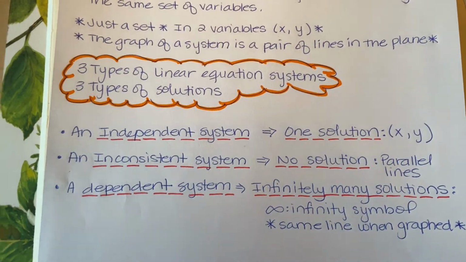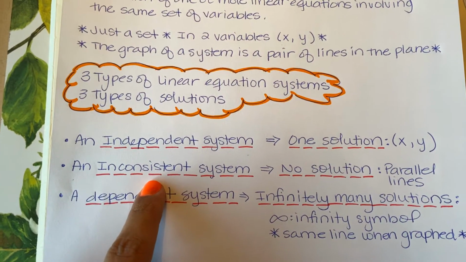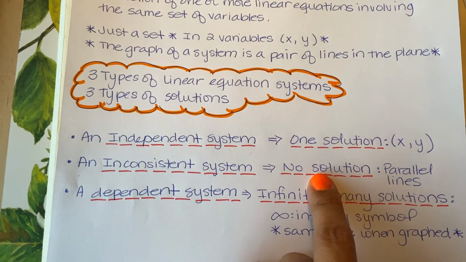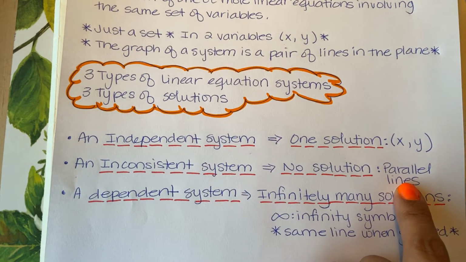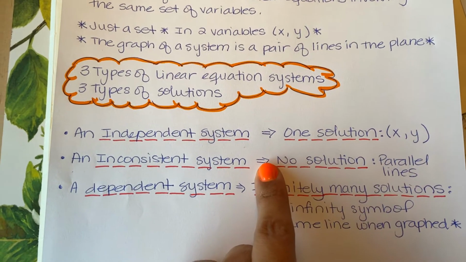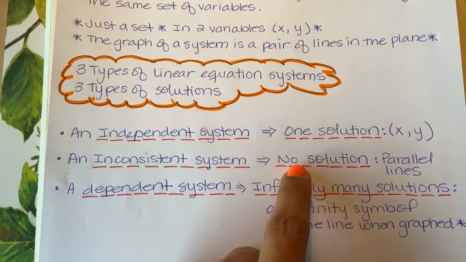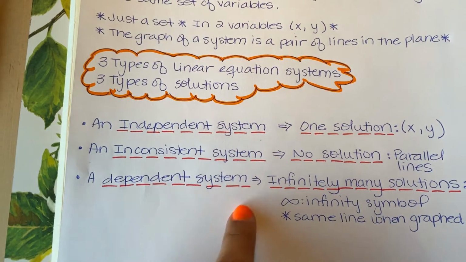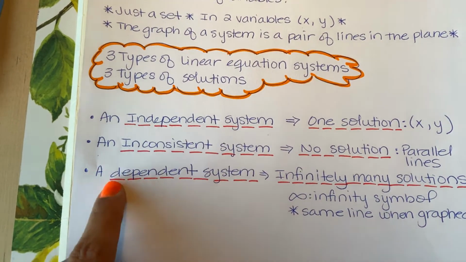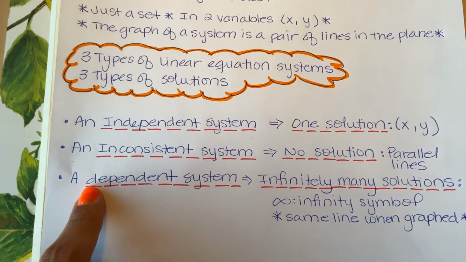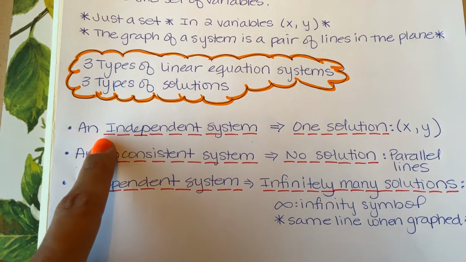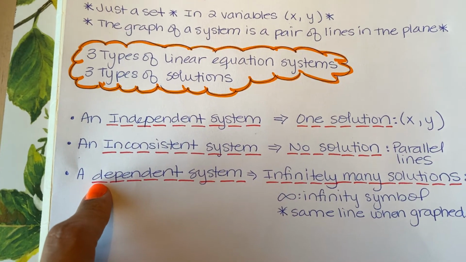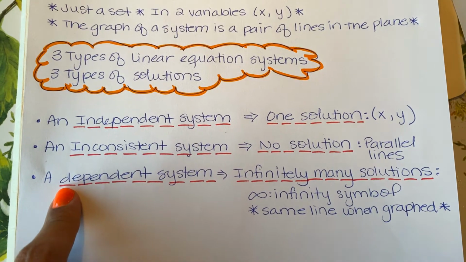There's an inconsistent system. So no solution, which means parallel lines. You're not going to get a solution. That's why there's no solution. Remember, don't write the empty set. Empty set doesn't mean no solution. And then a dependent system. By the way, you can make that a capital D. I went capital I, lowercase d. I'm not being consistent.